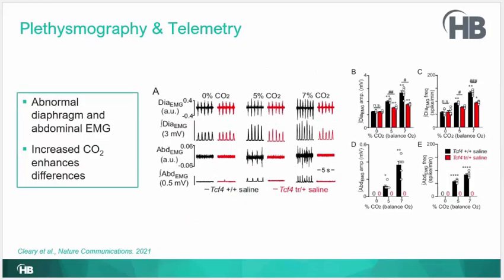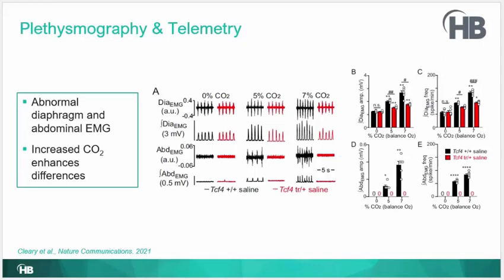Now, with that exact same cohort of animals, they were also implanting DSI telemetry, and so they were also looking at changes in EMG at the same time. And so you can see that in the mutant mice, you also have abnormal diaphragm and abnormal EMG response. And if you increase CO2, this difference between the groups is magnified.